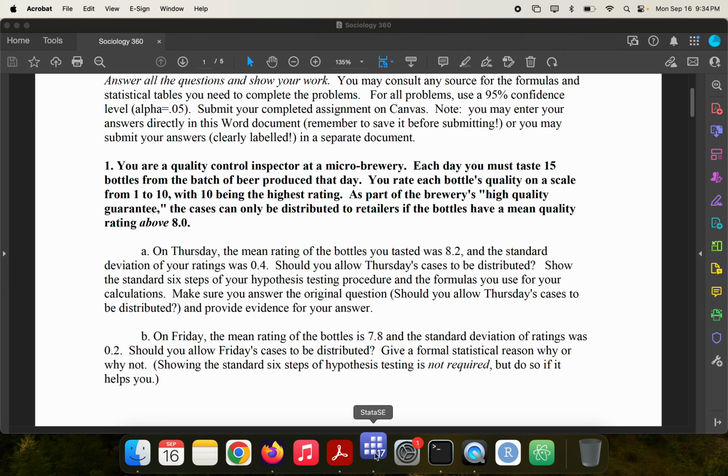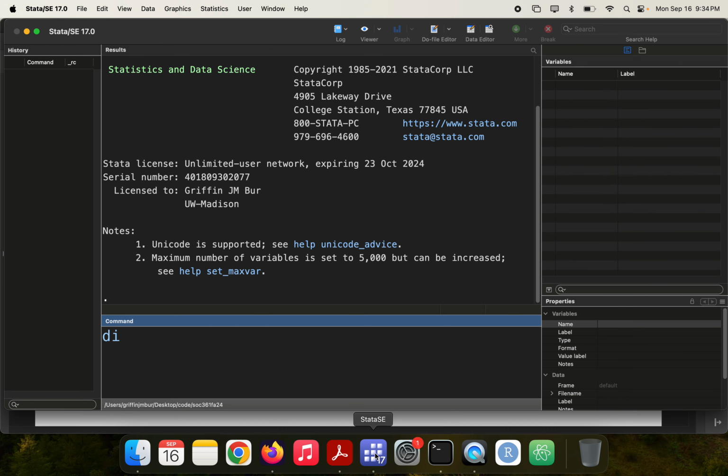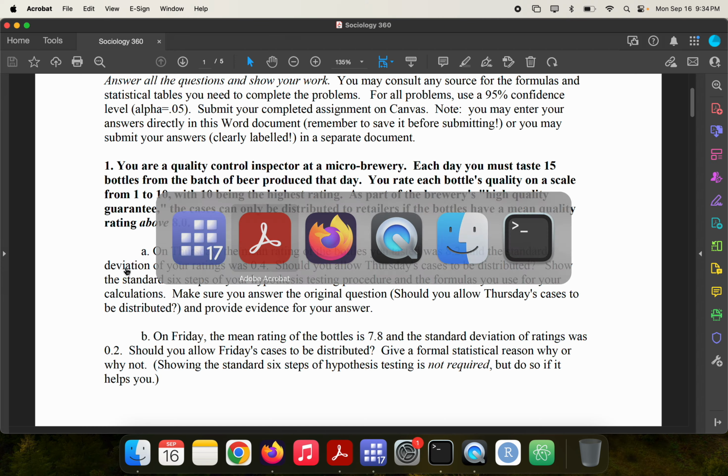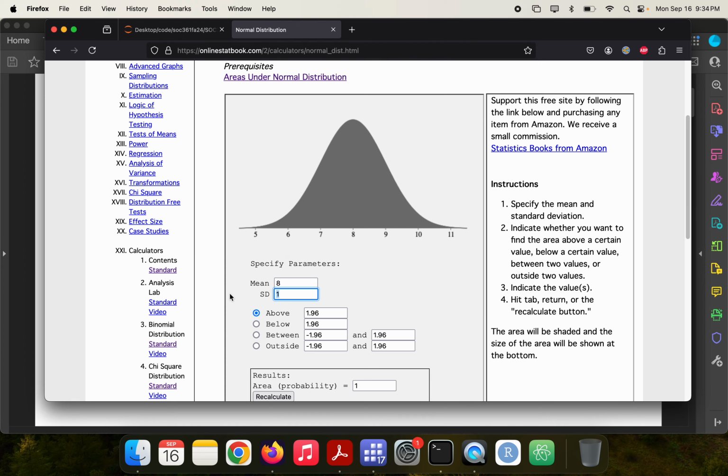So let's actually just plug that into Stata. So we can write display 0.4 divided by the square root of 15. So approximately this value here. Let's just say we pick the, let's do 0.1033. So we'll come here and come here and 0.033. Okay. Now we're interested in values that are, say, above 8.2. So this will give you the, whoops, that's 8.5, 8.2 here.